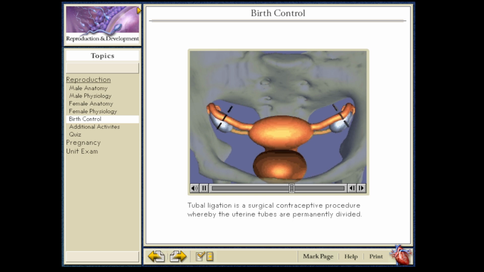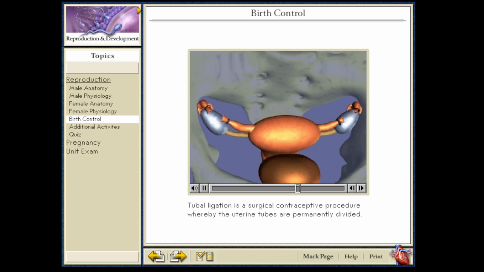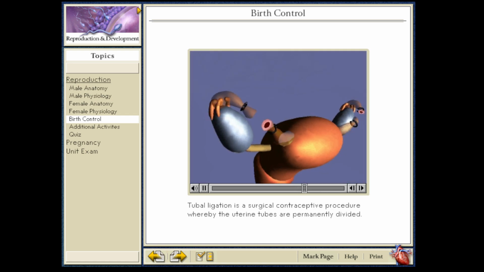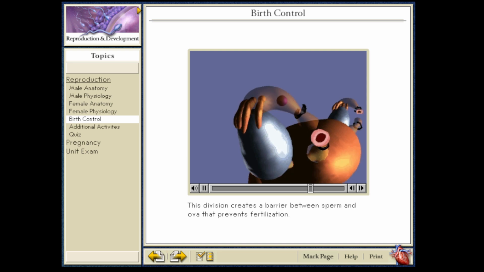Tubal ligation is a surgical contraceptive procedure whereby the uterine tubes are permanently divided. This division creates a barrier between sperm and ova that prevents fertilization.